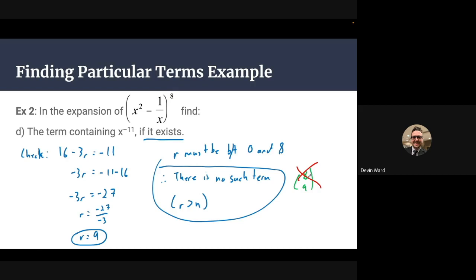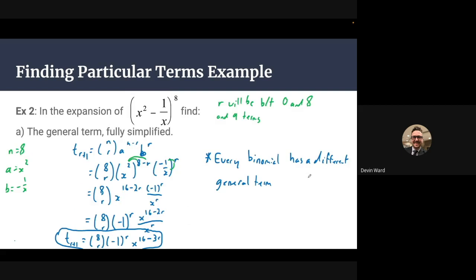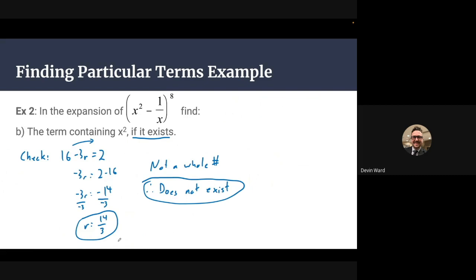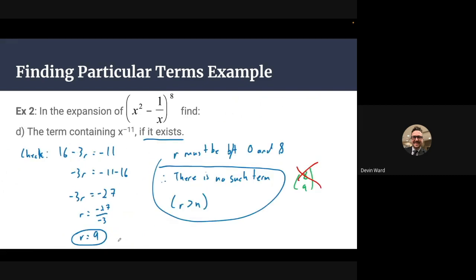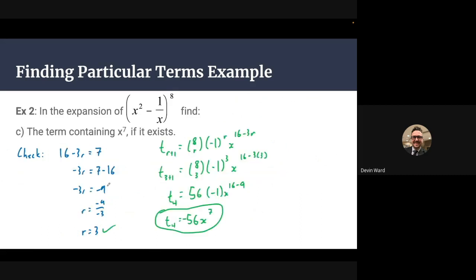So with these finding-particular-term questions, the first step will always be to find the general term. Well, I might ask how many terms there are, but you want to find the general term and fully simplify it, just to make it easier on yourself. And then you can check to see if terms exist and what they are. Okay. So just one other thing. Whenever I say term, I'm asking for the whole term. For term, that would be the whole thing.